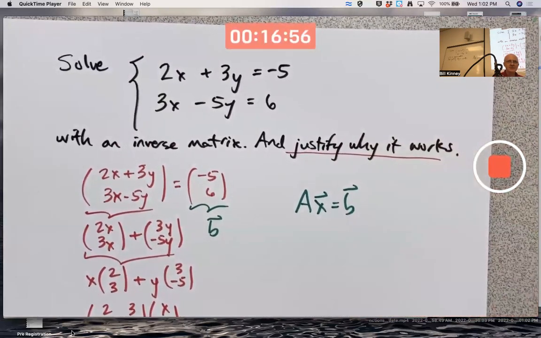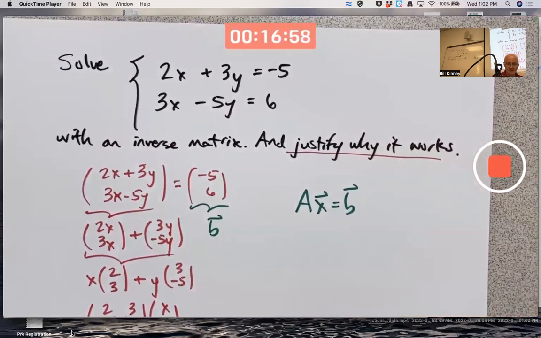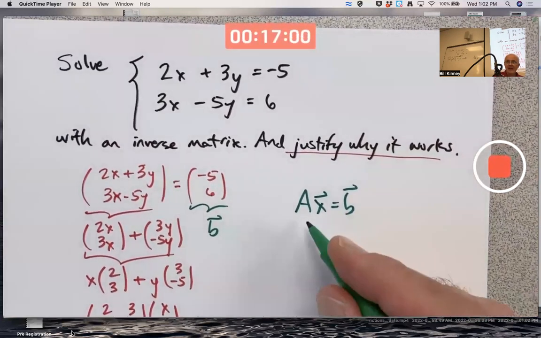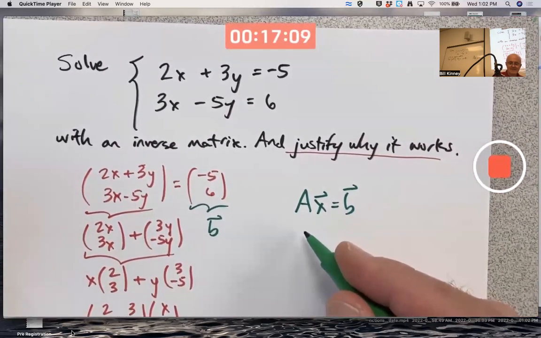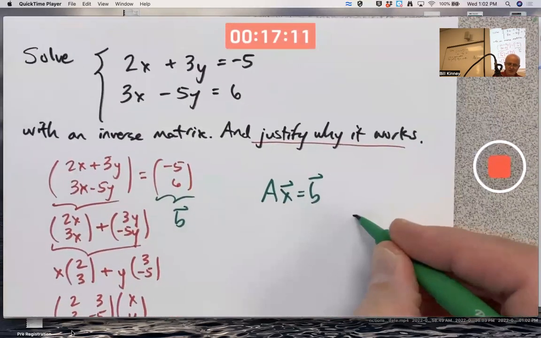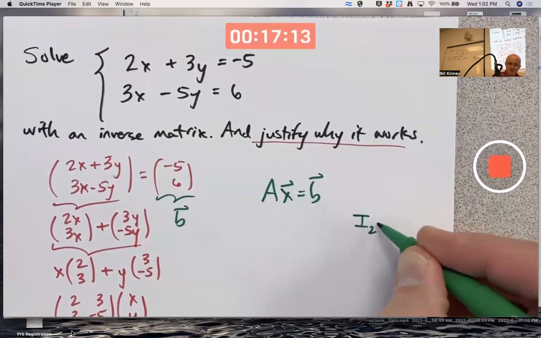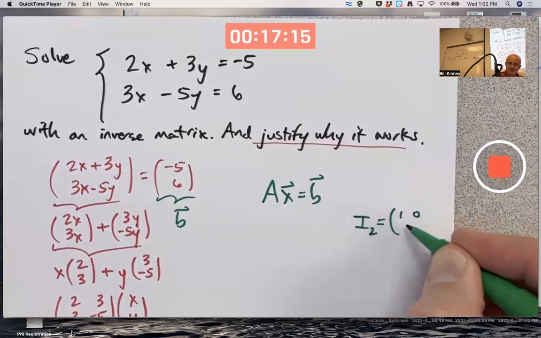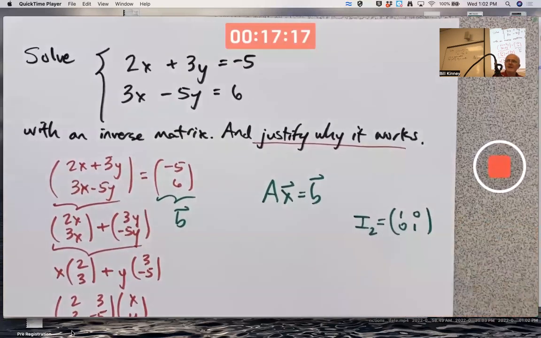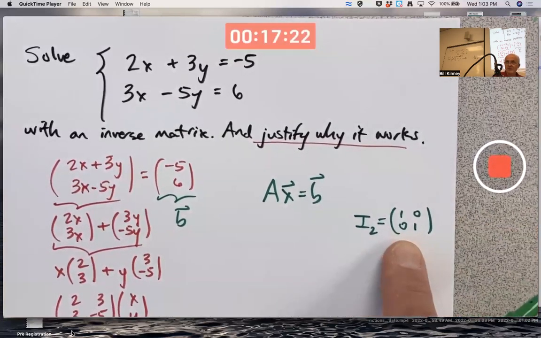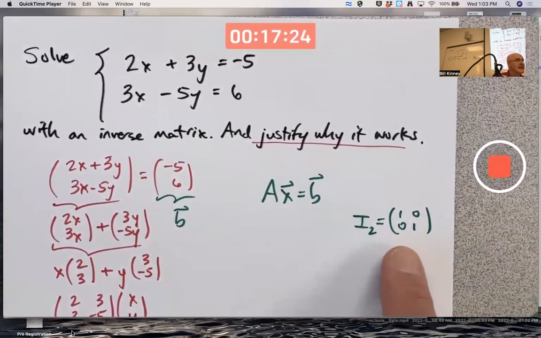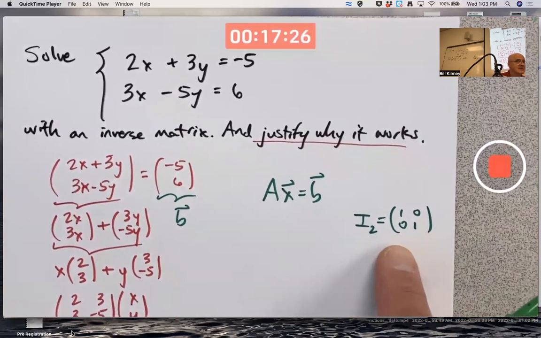Why can we use an inverse matrix to solve it? An inverse matrix of A, assuming it exists, has the property that when you multiply it times A, you get the identity matrix. The identity matrix, the 2 by 2 identity matrix, call it I sub 2, is 1, 0, 0, 1. That has the property that when you multiply it by a two-dimensional vector, you get that vector back. It acts like the number 1 for matrices and vectors.